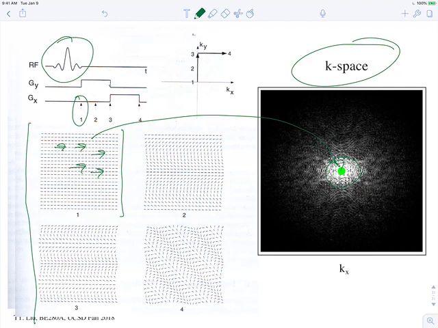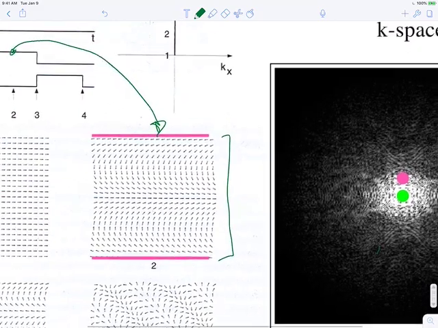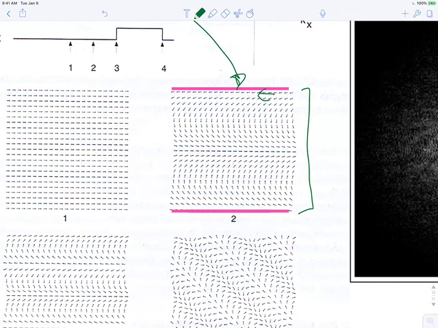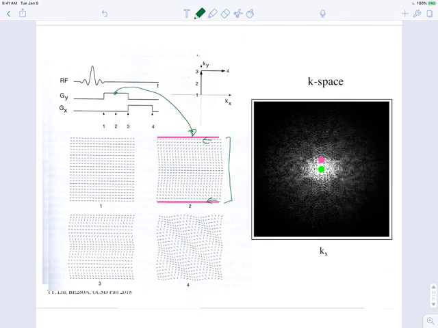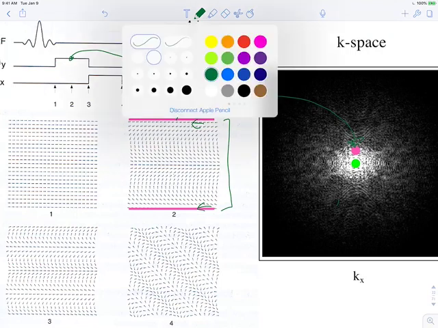Then we turn on the GY gradient, and we start accumulating phase. At some point, at time two, we're here, let's say. Now you see that this is one period here. Sort of hard to see, so let's zoom in on that. These spins are pointing in this direction, and these spins are starting to point in this direction as well. That's the phasor pattern that's there. Now we've moved out to this location along the KY direction. All right, let's make it yellow.